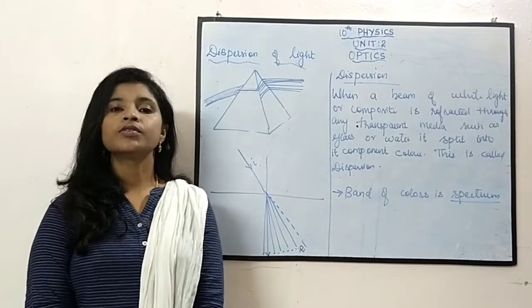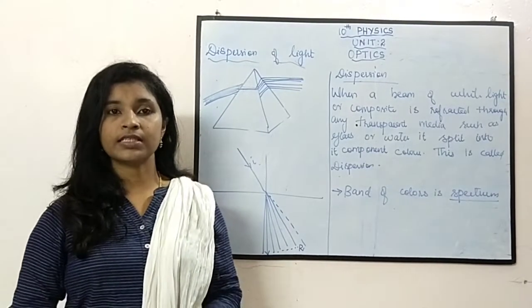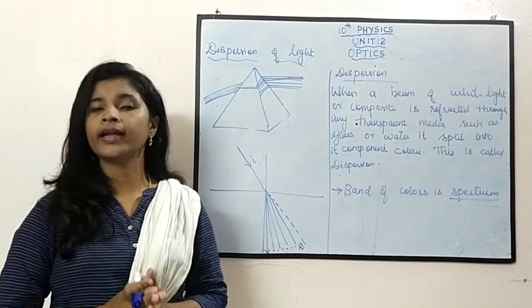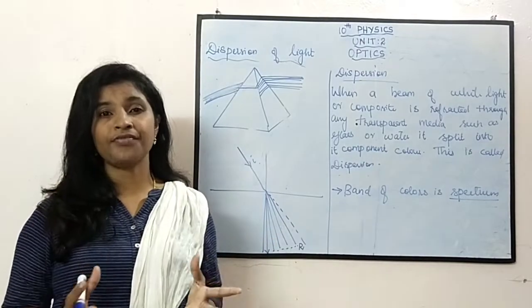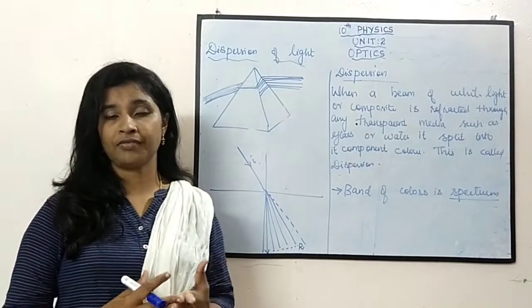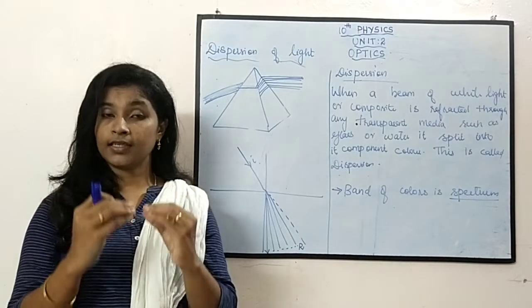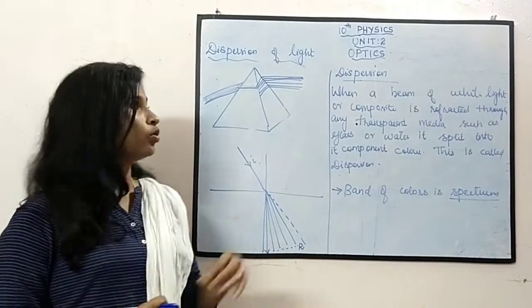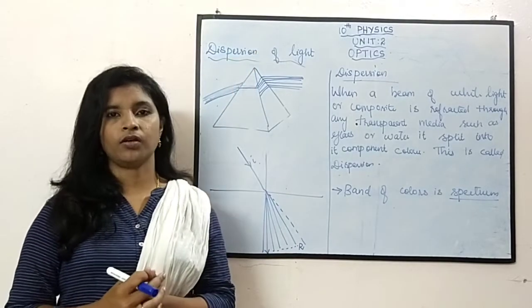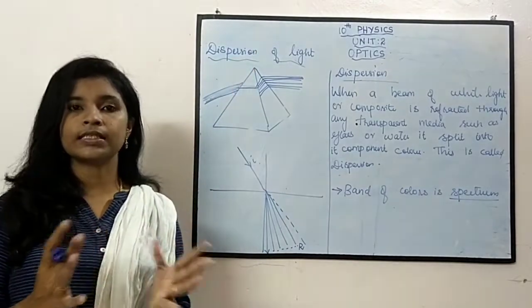I hope that you could understand all the videos I have uploaded so far. So in the last classes we have discussed the properties of light, what is refraction, and what the laws of refraction are. So many things we have discussed. Today, under refraction, we are studying the dispersion of light. So what is meant by dispersion?